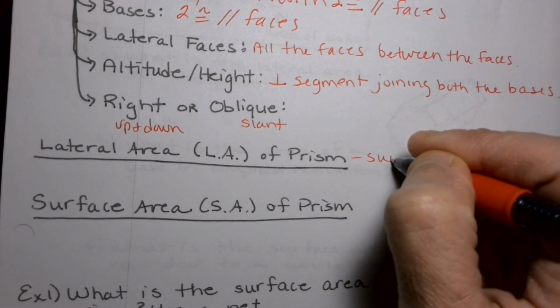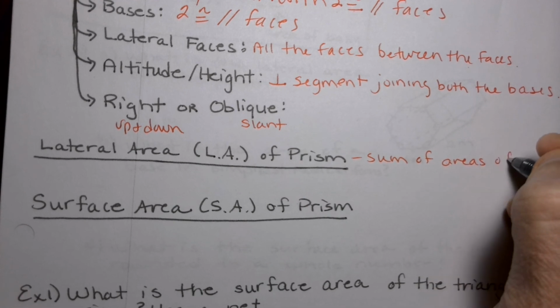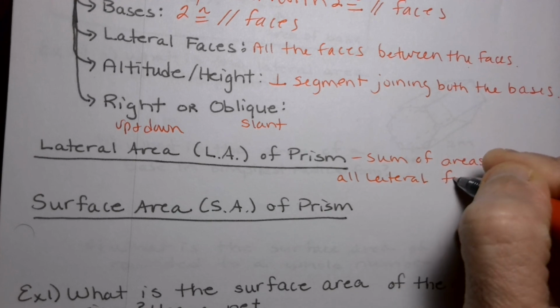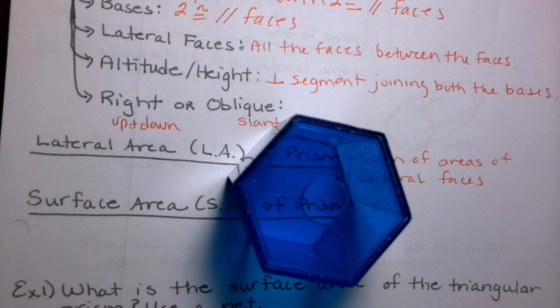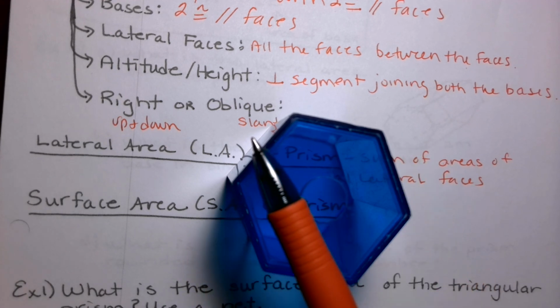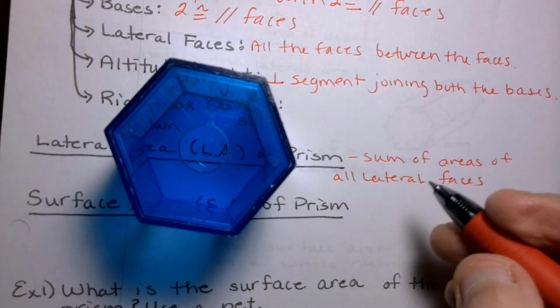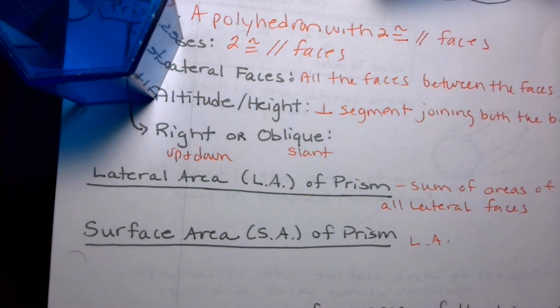So it's the sum of the areas of all lateral faces. And if they say, what's the surface area of this? Well, that's everything. That's like, I'm going to wrap it in wrapping paper. And how much wrapping paper would it take to cover the entire thing perfectly? So that's your lateral area. And if you notice up here, lateral area is always abbreviated LA, and surface area is always abbreviated SA.